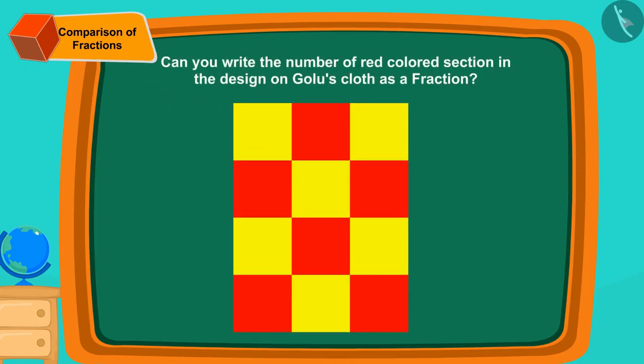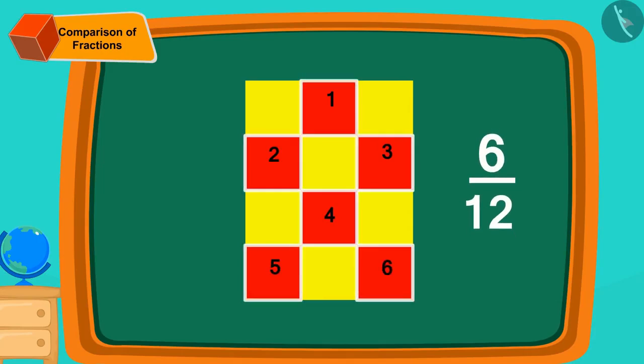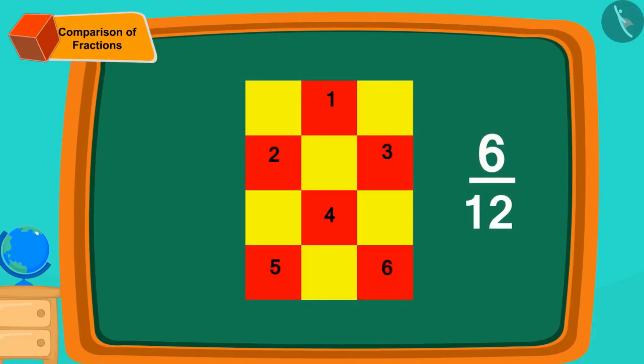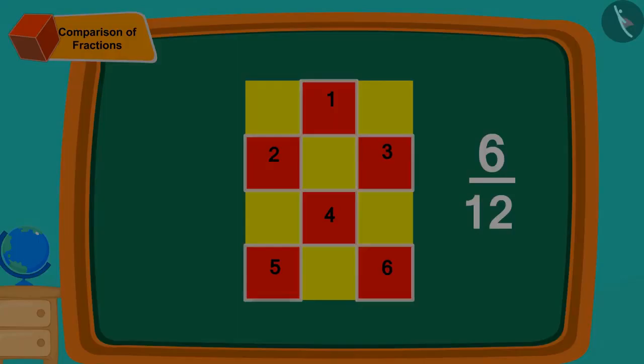Can you write the number of red colored sections in the design on Golu's cloth as a fraction? Find the answer to this question by pausing the video. Oh wow children, you have found the answer absolutely correctly. The red colored section is also 6/12th part of the design.